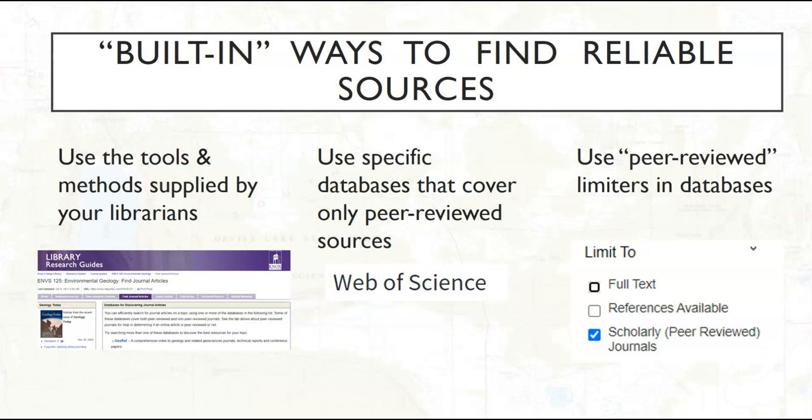And then finally, in many databases, you will see ways to limit your results to only peer-reviewed material. As in this screenshot example here, you can check a box after you get your results, and it will limit your results to scholarly peer-reviewed journals. If this limit is presented, it's a good idea to use it.